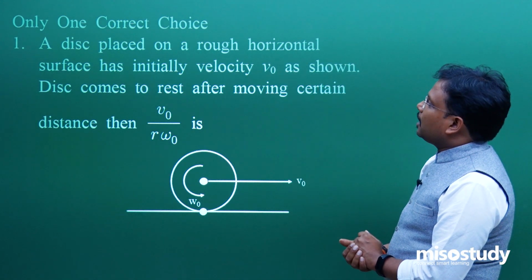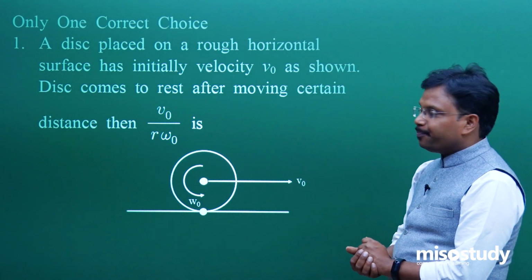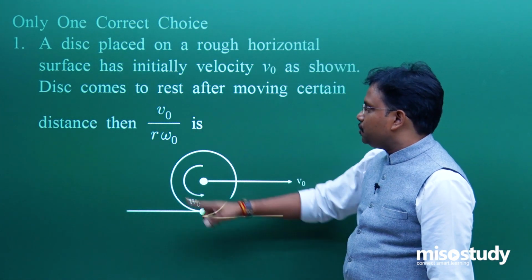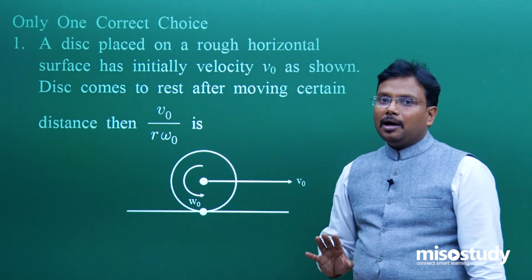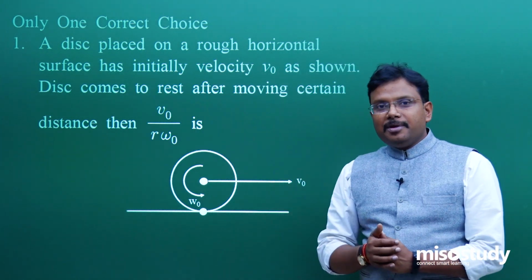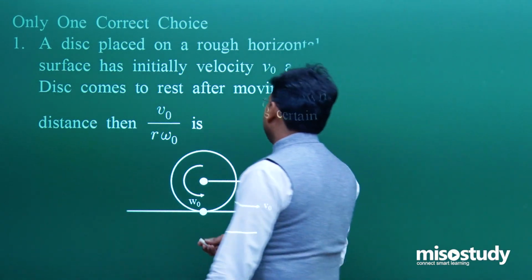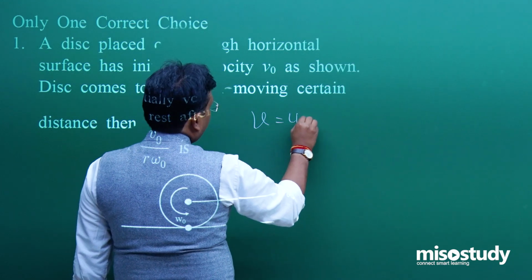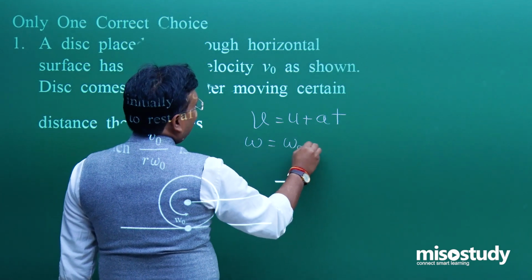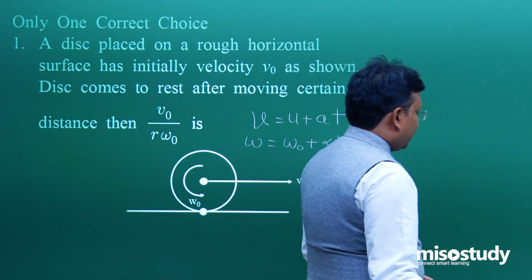A disc placed on a rough horizontal surface has initial velocity v0 as shown. The disc comes to rest after moving a certain distance, then you have to find the ratio v0 upon R omega naught. R is the radius. Now, rough means friction is there and you have to use 2 simple formulae, that is v = u + at and omega = omega naught + alpha t, these type of results. And then you can get the solution.